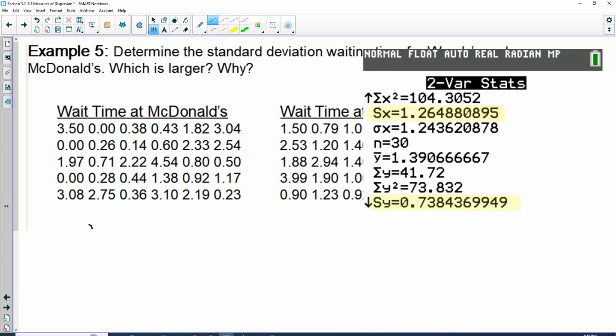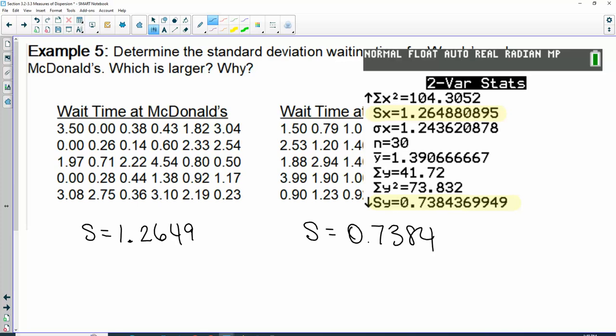So the standard deviation at McDonald's is 1.2649. At Wendy's was 0.7384. Now, as we do more this semester, we will learn a little more about what these standard deviation numbers mean. But right now, what you need to think, the bigger the number, the more spread out your data is. The closer it is to 0, the more similar your data is.